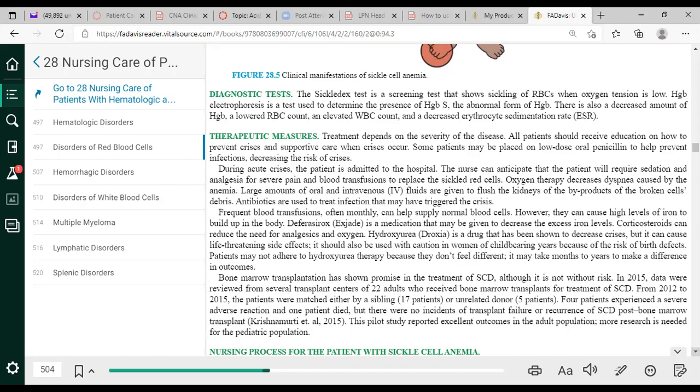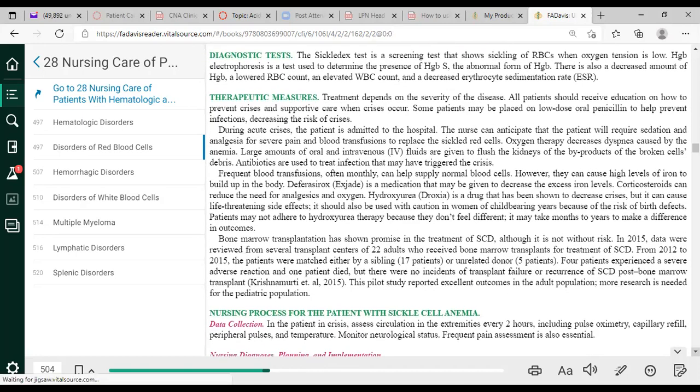Patient would need fluids. Patient would definitely need fluids to hydrate them. And some patients require blood transfusions. Will somebody read this? I don't have to read that. But just to be clear, some patients do require a blood transfusion who have sickle cell anemia.